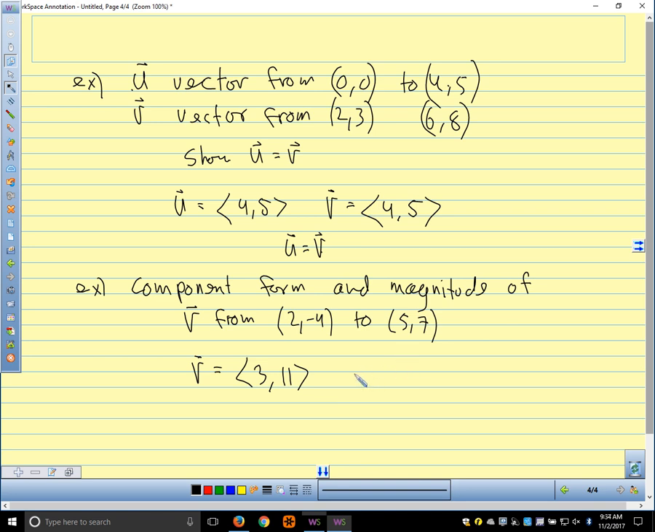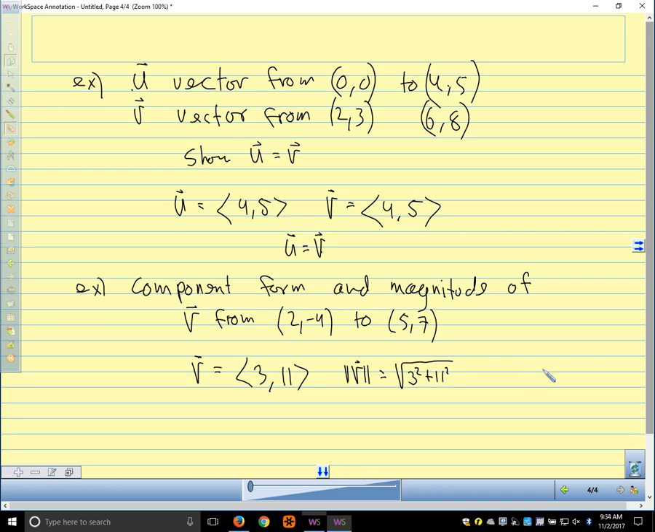The magnitude of v is just going to be the square root of 3 squared plus 11 squared. Component form, we've already done the subtraction, so we don't need to subtract. And this comes out to be 9 plus 121, square root of 130. And that would be fine for an answer, square root of 130. Okay, we good so far?